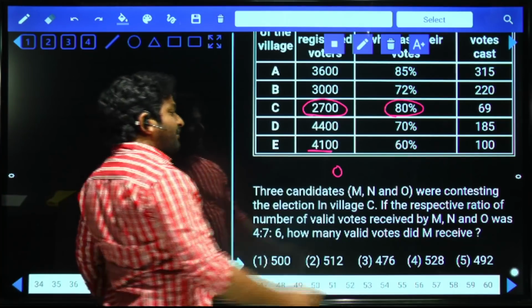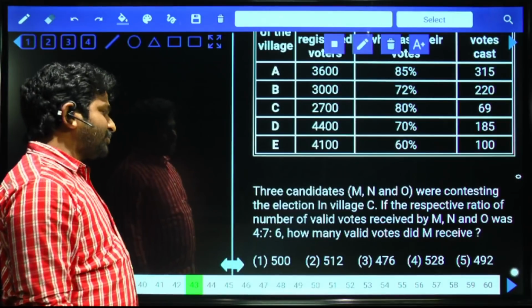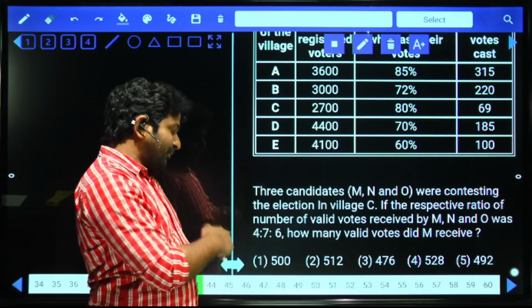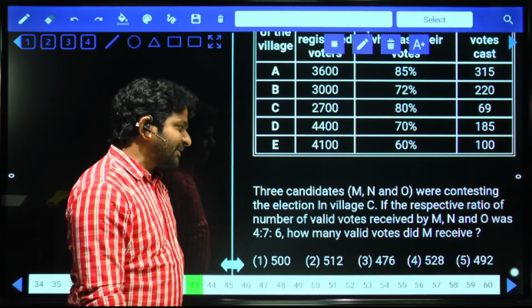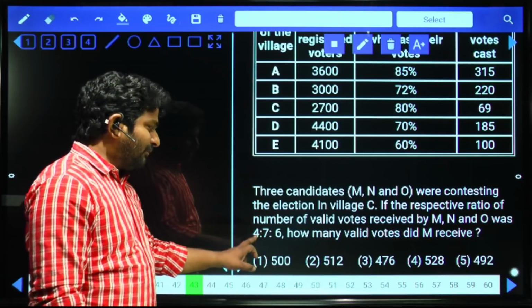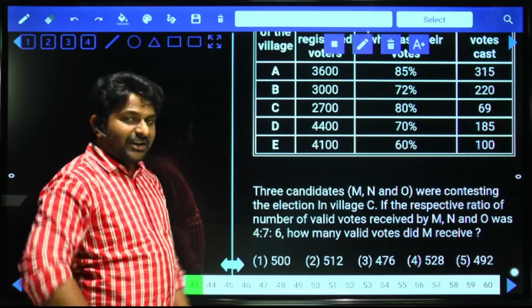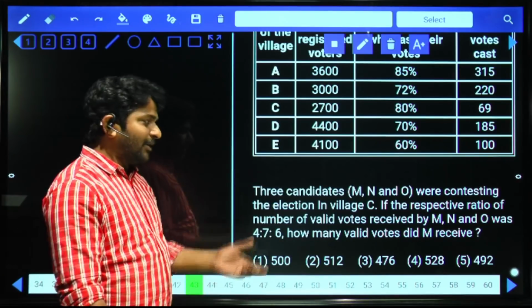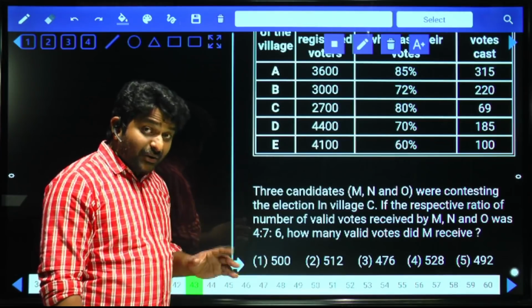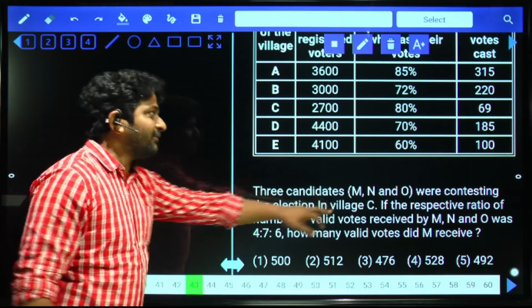Three candidates L, M and O were contesting in the election in village C. If the respective ratio of the number of valid votes received by L, M and O was 4:7:6, how many valid votes did M receive? We are asking how many M got. Okay, L got 4 parts. Answer should be a multiple of 4. With 4-multiple verification, most of the options will become multiples of 4. So let's calculate it. Contestants will share only valid votes. Again, I am trying to reuse the data. This is for village C.